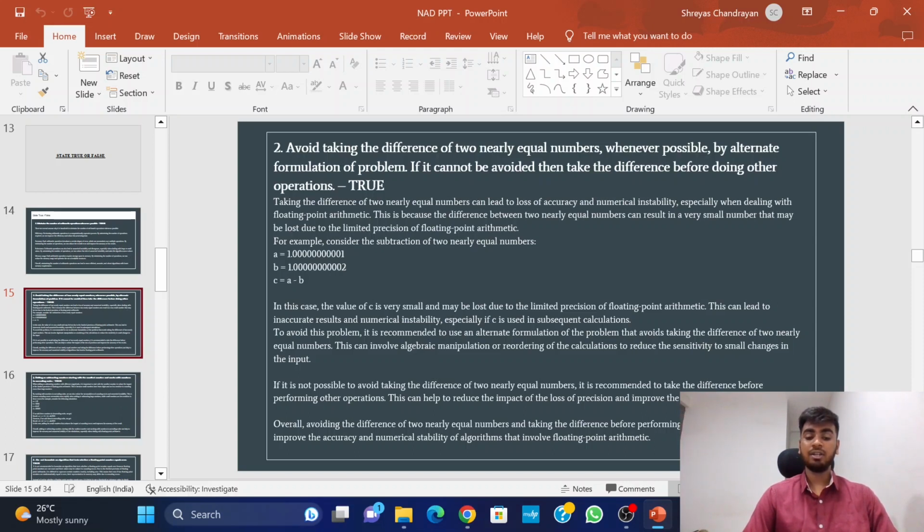Overall, avoiding taking the difference of two nearly equal numbers, and taking the difference before performing other operations, can help to improve the accuracy and numerical stability of algorithms that involve floating point arithmetic. Therefore, the given statement is true.